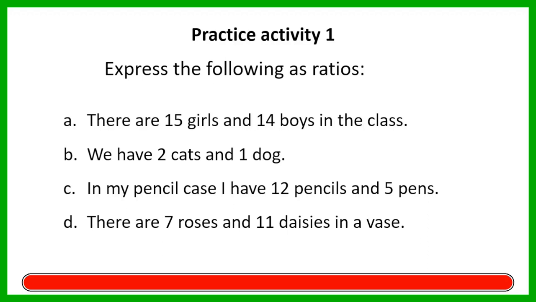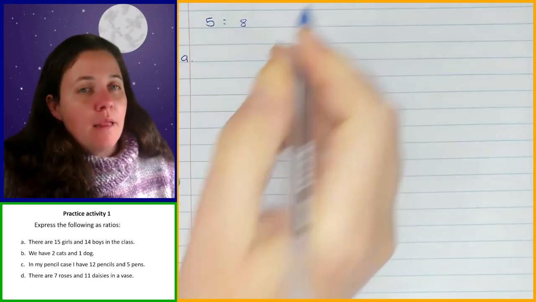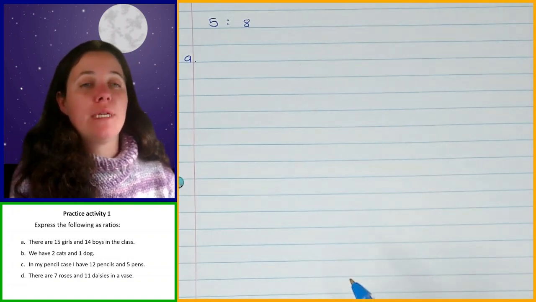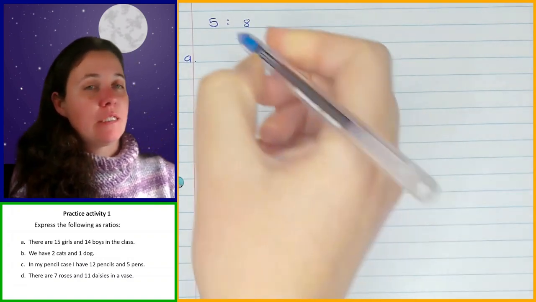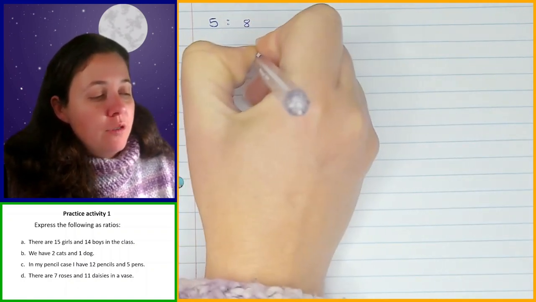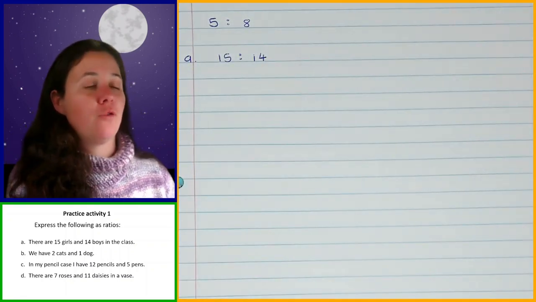Okay, you should be done with that. So let's quickly go through all of those. For A, it said that there are 15 girls and 14 boys in the class, and we need to express that as a ratio. So we have 15 for the girls to 14 for the boys, and that is what your ratio should look like for A.